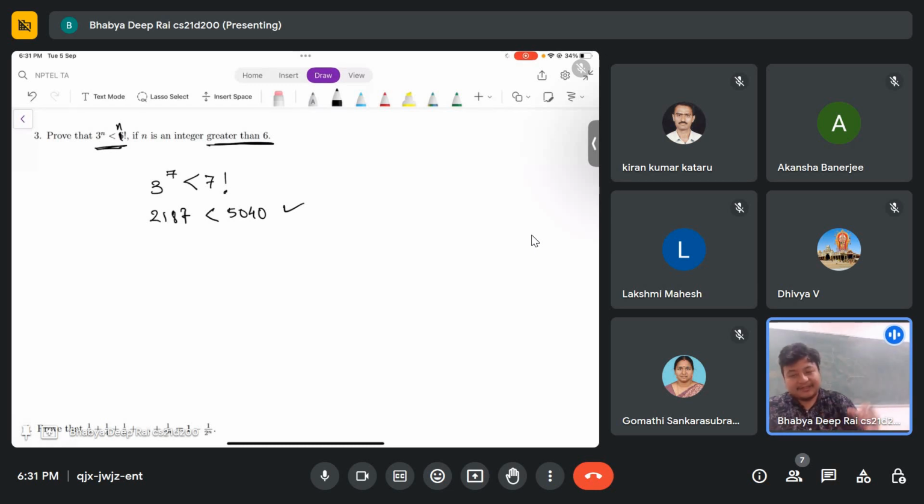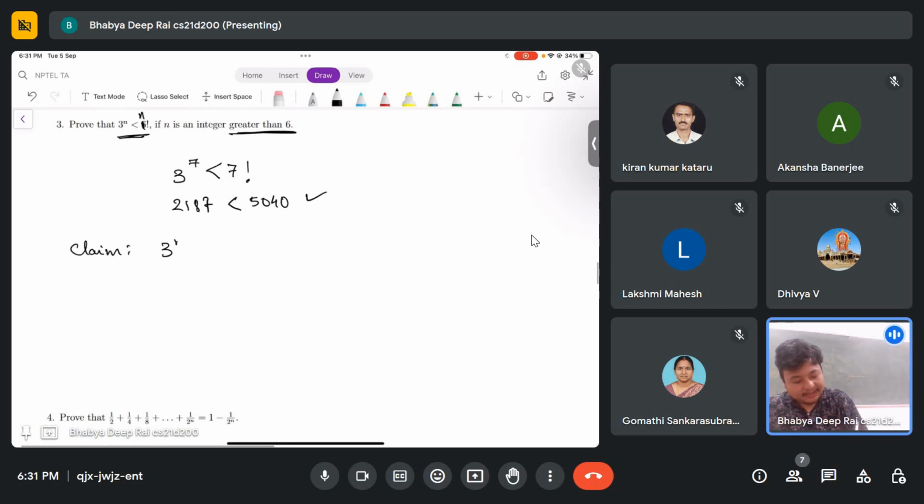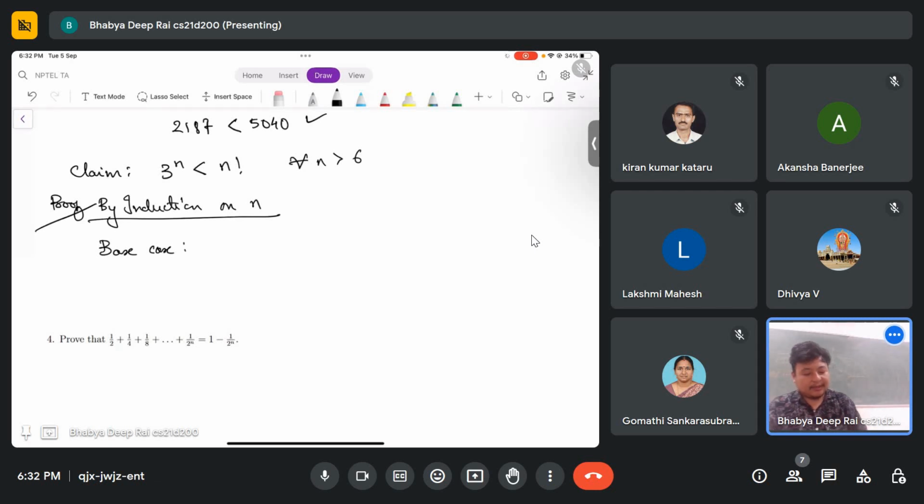And how do you prove it for the entire thing? You'll use induction. So my claim is 3 power n is less than n factorial for all n greater than or equal to 7. So let's prove it by induction on n. Now, in any inductive proof, you need to write the base case. So I ask you, what should be the value of n for the base case? What do you think should be the value of n for the base case?